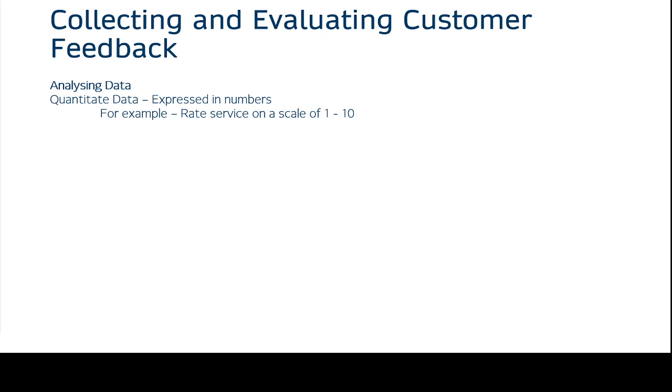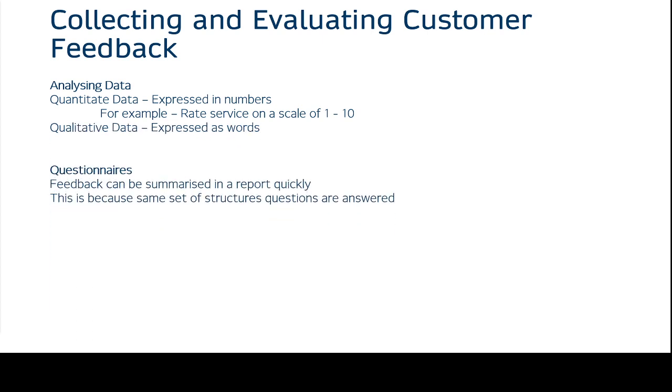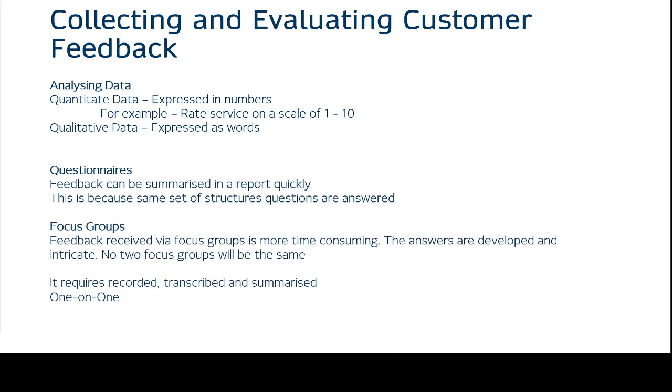To do that, you'd have to analyse the data, and that would depend on the type of data that you've got. We mentioned them already, so you've got quantitative and qualitative data. Quantitative data is expressed in numbers, so that for example would be the scale 1 to 10. And qualitative data is expressed as words. We discussed that already.